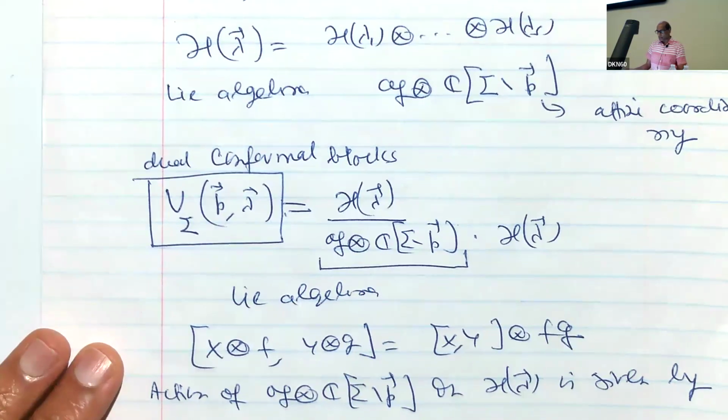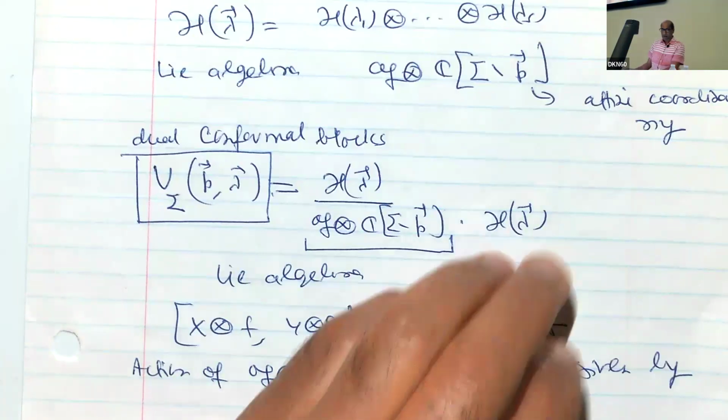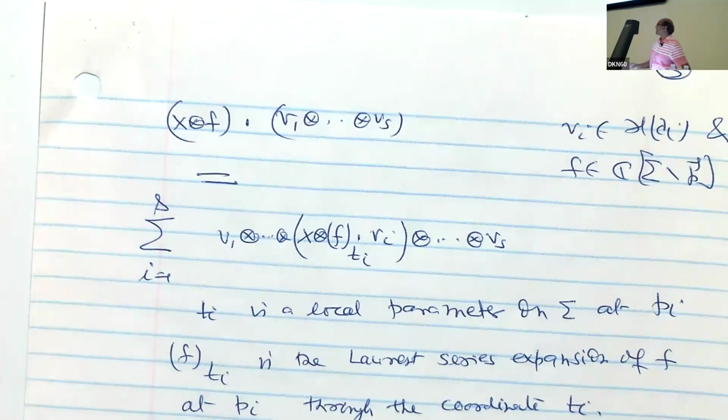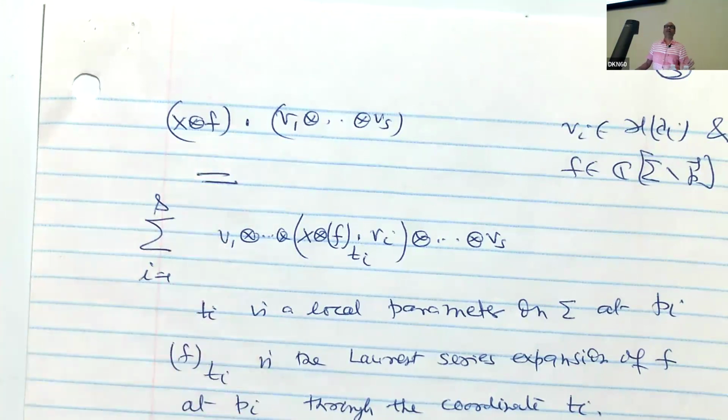Now, I have to tell you how this Lie algebra acts on H vector lambda. So we take X tensor F, and always this notation X tensor F means X is coming from the finite dimensional Lie algebra, and F is coming from some function, okay?